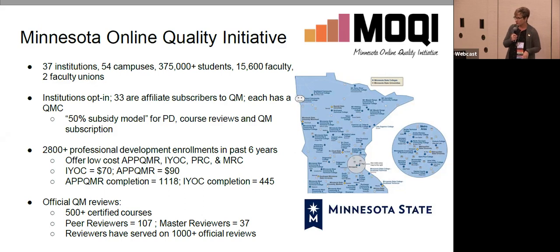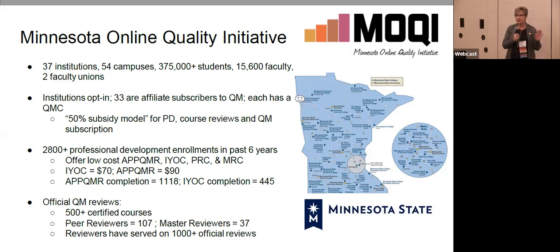In terms of official reviews, about 500 plus certified courses have gone through that process across those different institutions. I think 28 of our institutions have at least one course that's been certified. The peer reviewer numbers vary, 107 right now, the day I ran the report. It just kind of depends on who's kept up their certification or not.